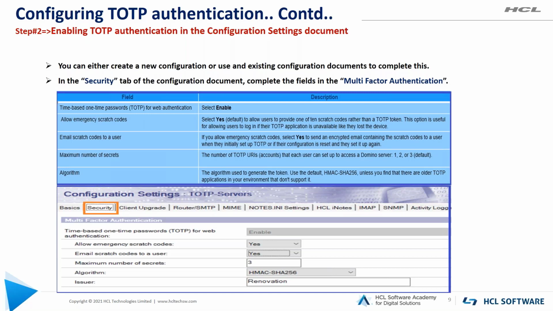Under the algorithm section, mention the algorithm used to generate tokens. The default is HMAC SHA-256. The ID Vault server supports downgrading the HMAC algorithm by one level, for example, from HMAC SHA-256 to SHA-1. And that is the reason the default algorithm is mentioned as HMAC SHA-256. The username is automatically populated. Once done, save and close this configuration document. Moving to next slide.